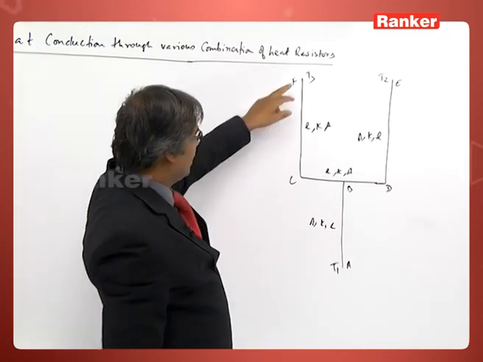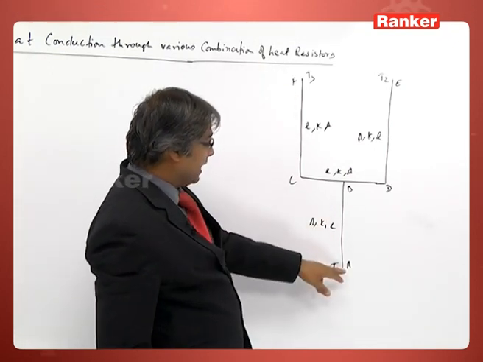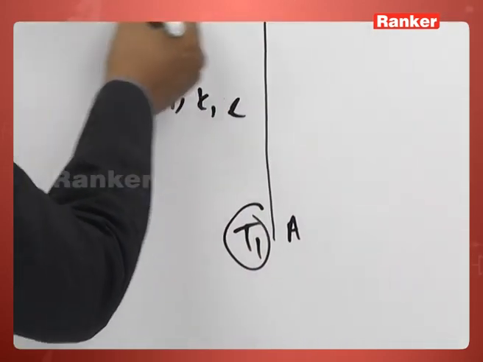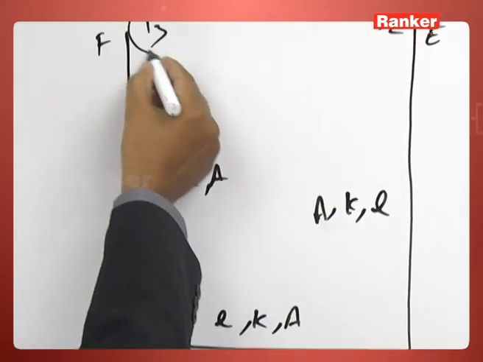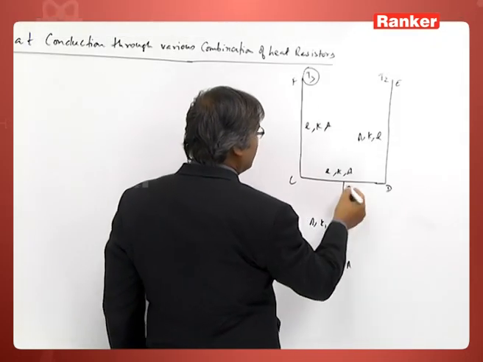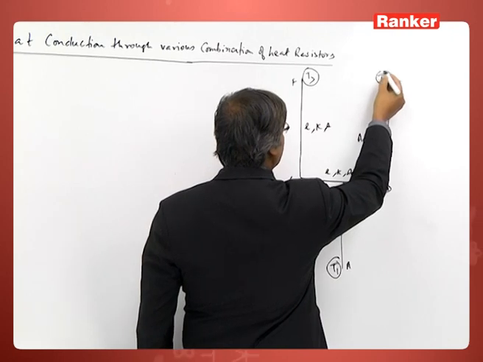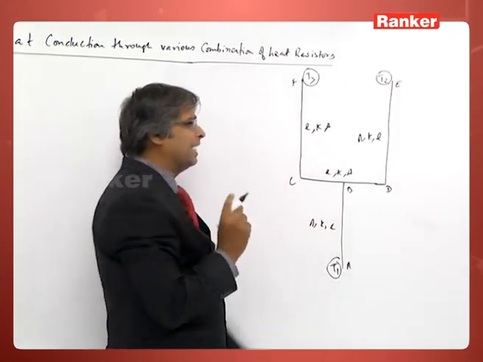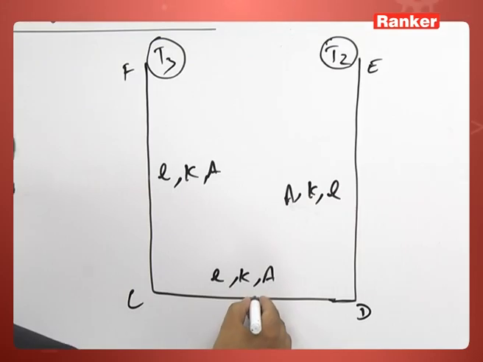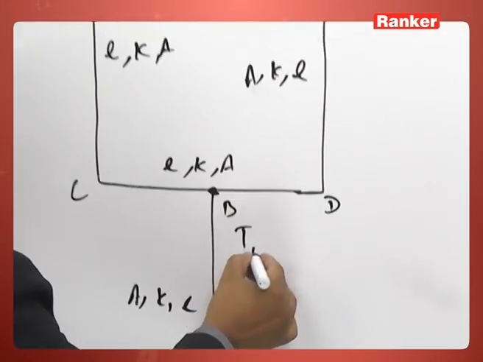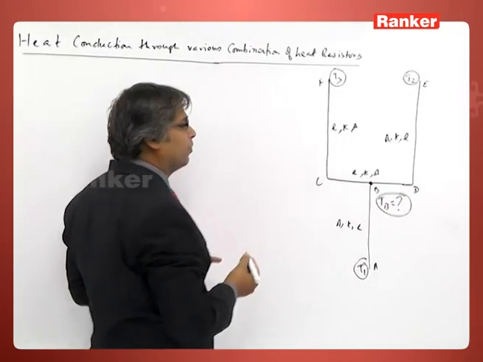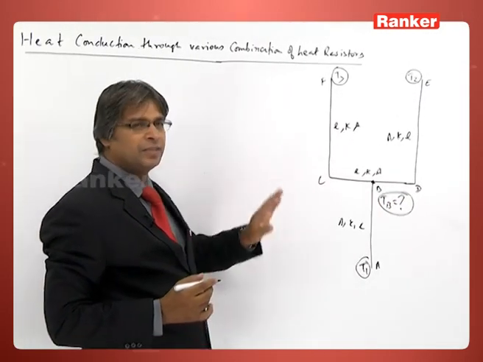Now, for the rod AB, A is maintained at temperature T1. Then for this BCF portion, F is maintained at temperature T3, and for BDE, the end E is maintained at temperature T2. At steady state, what is the temperature TB that has to be found? So, we have to find the temperature at TB.